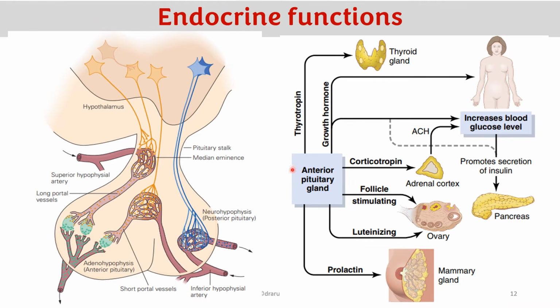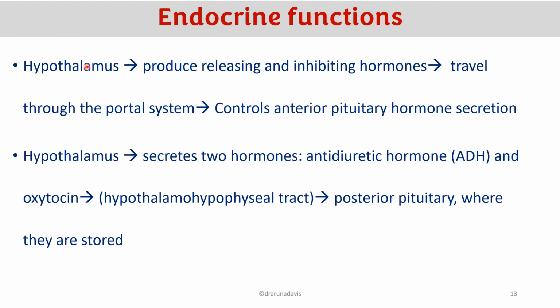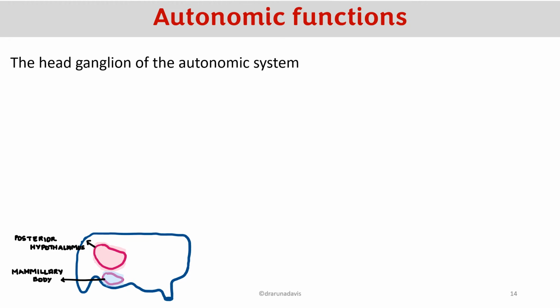Here again we've got this flowchart showing the similar function of how the different hormones are regulated, right? Hypothalamus produces releasing and inhibiting hormones which travel through the portal system and control the anterior pituitary hormone secretion. Then the hypothalamus also secretes two hormones, which are antidiuretic hormone and oxytocin, which via the hypothalamo-hypophyseal tract reach the posterior pituitary where they are stored. Okay. Next, moving on to the autonomic functions.